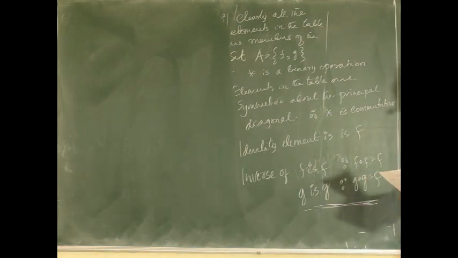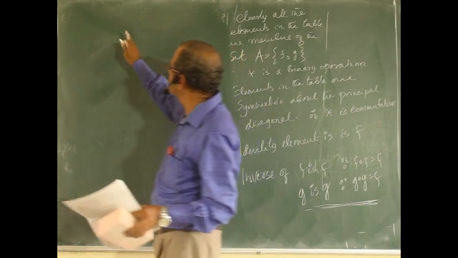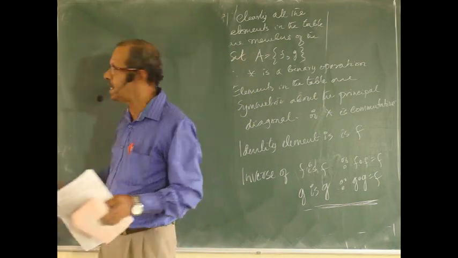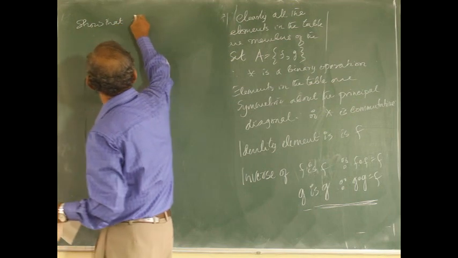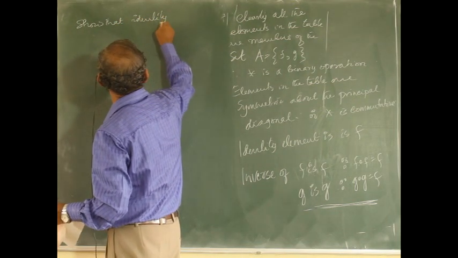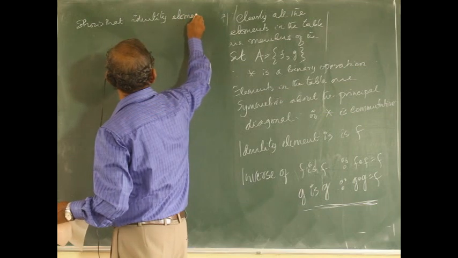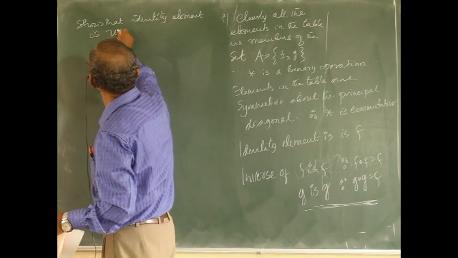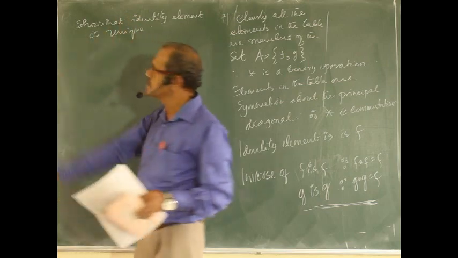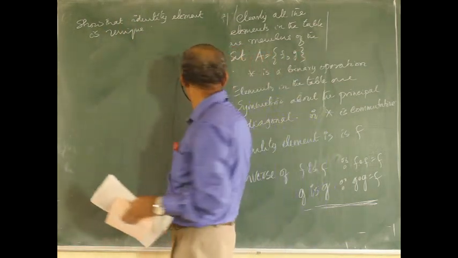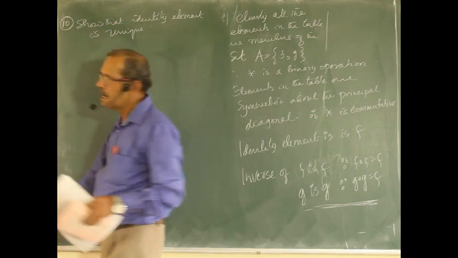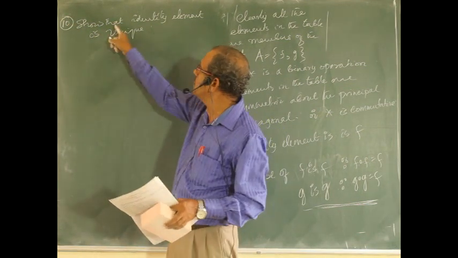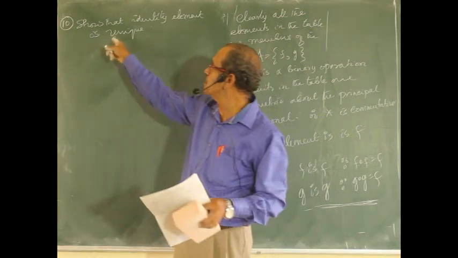The identity element in this particular is unique. How to show that? Show that identity element is unique in any binary operation. That identity element is there, no? It is always unique. How to show that it is unique?